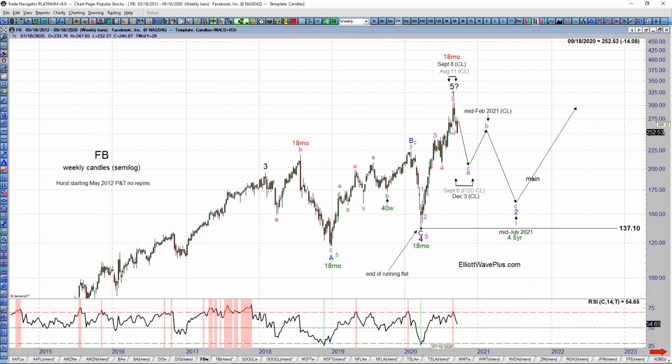Facebook is on its way lower. It's possible that we have seen a 5-wave down structure and that we get a little rebound next on Facebook. So Facebook all-time high 304, and Facebook is already down almost 20%.